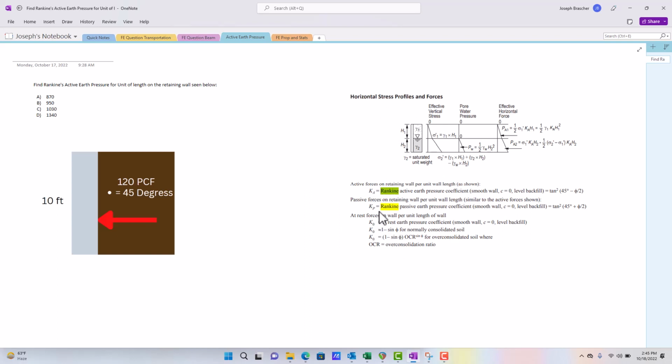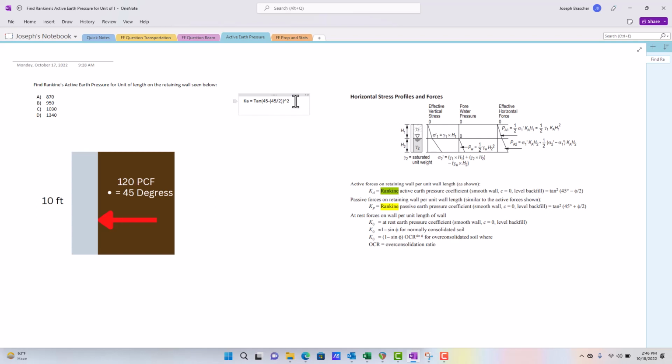The first thing we're going to want to do is calculate that Rankine active earth pressure coefficient. And that equation is given here: K_A equals tangent squared of (45 degrees minus phi over 2). And phi here is 45 degrees. So let's start solving this problem. K sub A is going to equal tangent of (45 minus 45 divided by 2), and then this whole term is going to be squared.